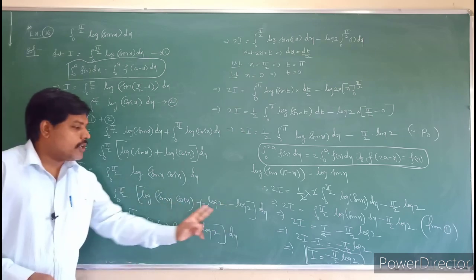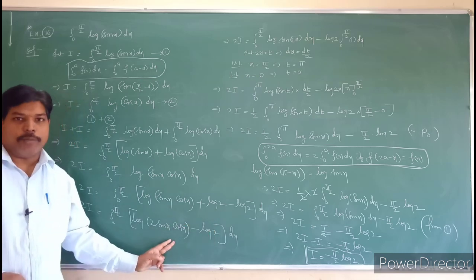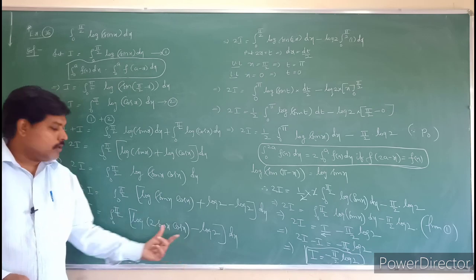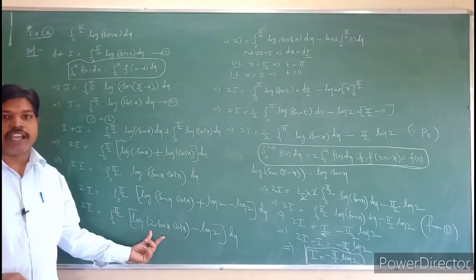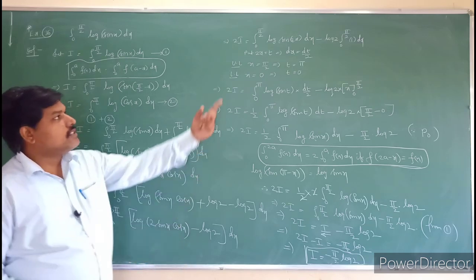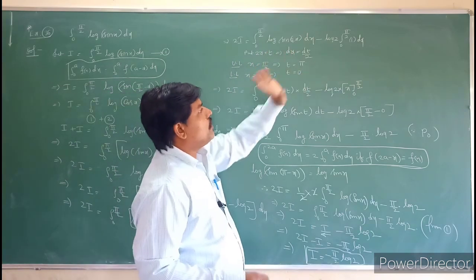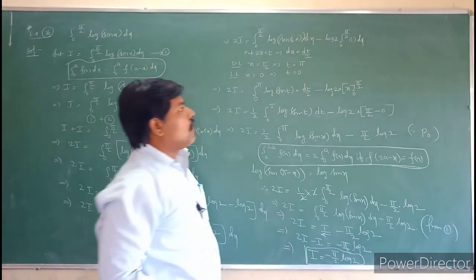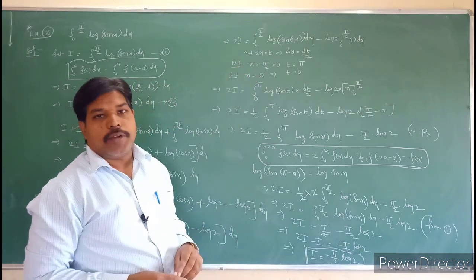So log a plus log b, you can write as log of ab. So log 2 sin x cos x minus log 2. The 2 sin x cos x value will become sin 2x. So take that value: integral of log of sin 2x dx minus log 2 times integral 0 to pi by 2 of 1 dx.